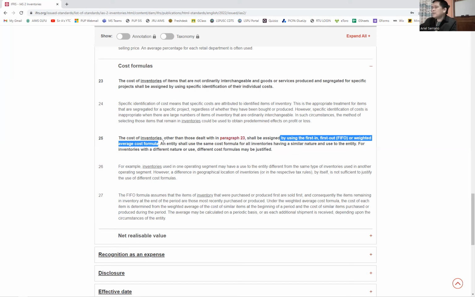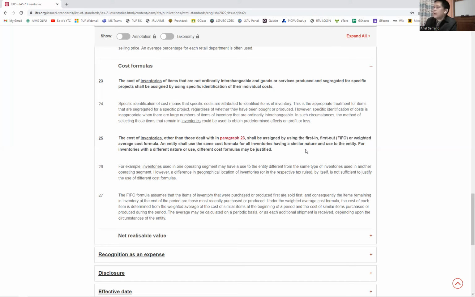Halimbawa, an entity, ito nabasahin ko lang: An entity shall use the same cost formula for all inventories having a similar nature and use to the entity. Okay? So, yun nga, for multiple production, voluminous yung production or yung purchases, we can use first in, first out or weighted average. Siyempre, we will deal with the computation part separately. Okay.